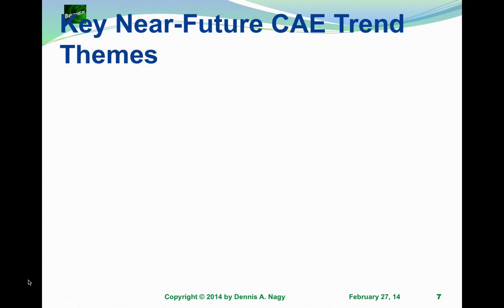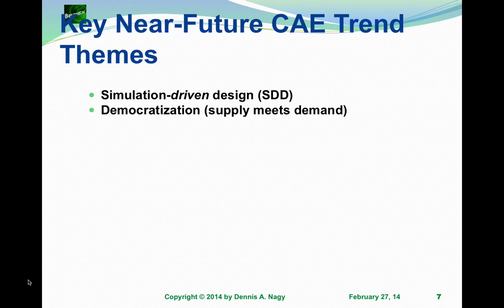So some of the near future trend themes. This has been a cliche for quite a while, but it's becoming more feasible in a lot of areas to actually allow simulation to drive design. And that gets to the point even of automated wrapping optimization around simulation and letting the optimization drive changes in some of the key parameters and even the shapes of products being designed. Another one, which some people have called democratization, in other words, making simulation available and usable and affordable by a much broader and larger population of engineers.